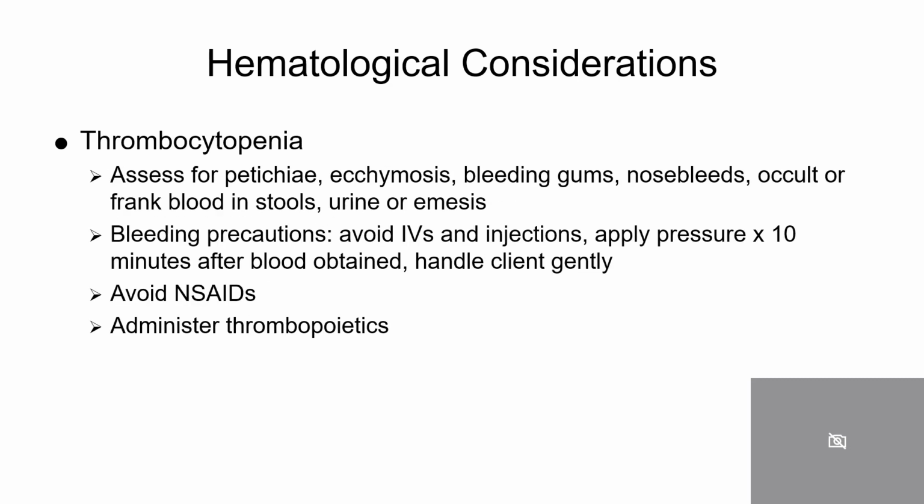And then we have thrombocytopenia, and that is when a patient's platelet count is abnormal. So with these cases, you're assessing for petechiae, ecchymosis or bruising, bleeding gums, nosebleeds, and occult or frank blood in stools, urine, or emesis. These patients need bleeding precautions, so avoiding IVs and injections. If they do have a blood draw, then you're going to want to make sure that pressure is held to that site for about 10 minutes following it. These clients need to be handled very gently. They shouldn't take NSAIDs, and they may need thrombopoietics.